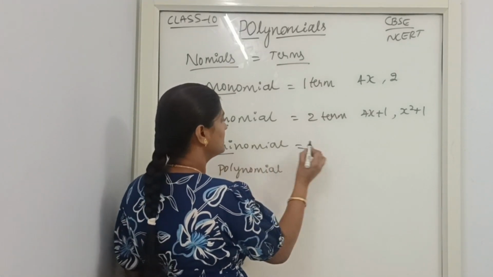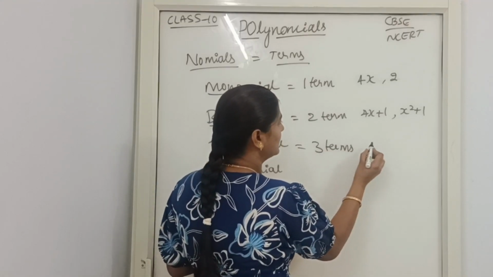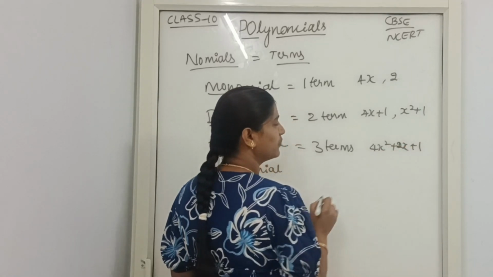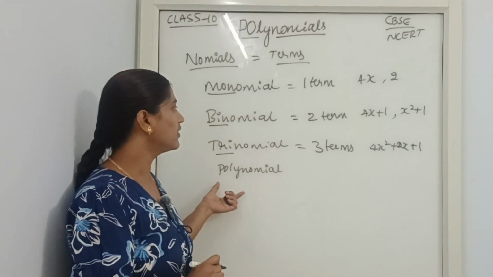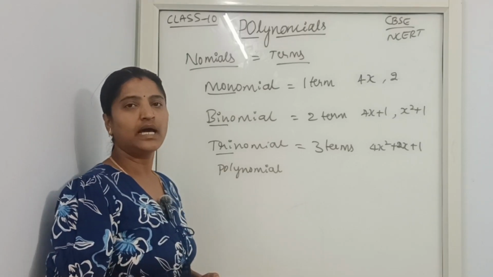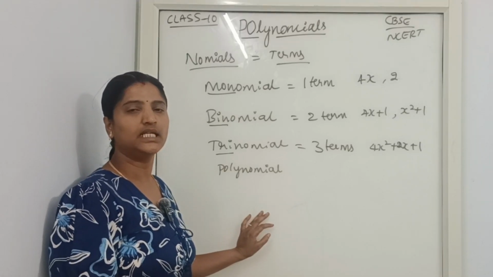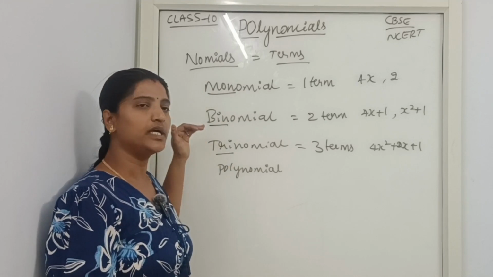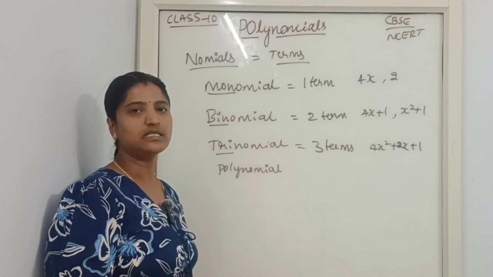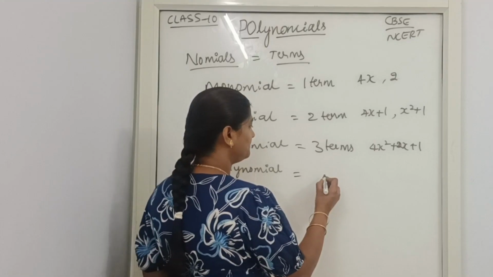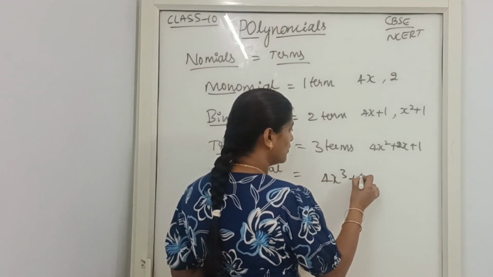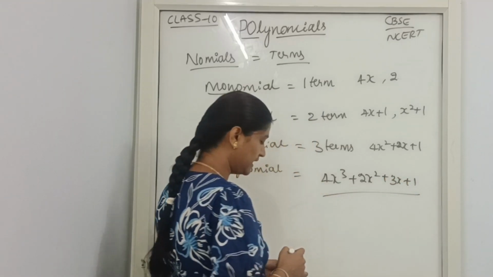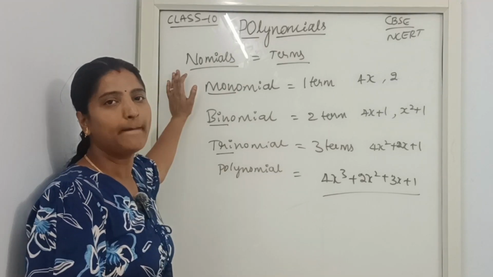Trinomial, tri means 3, so 3 terms in that: 4x square plus 2x plus 1. If it has more than three terms, then it is considered a polynomial. It means it can include monomial, binomial, trinomial and more than trinomial also. Example, you can write 4x cube, 2x square, 3x plus 1. So like this, we can understand the polynomial meaning.